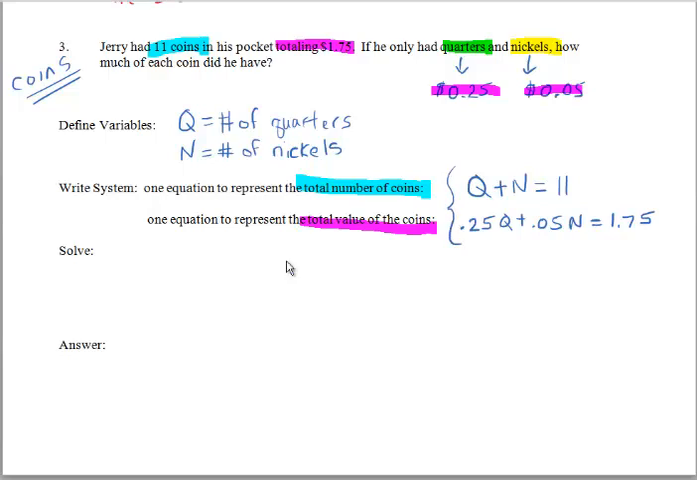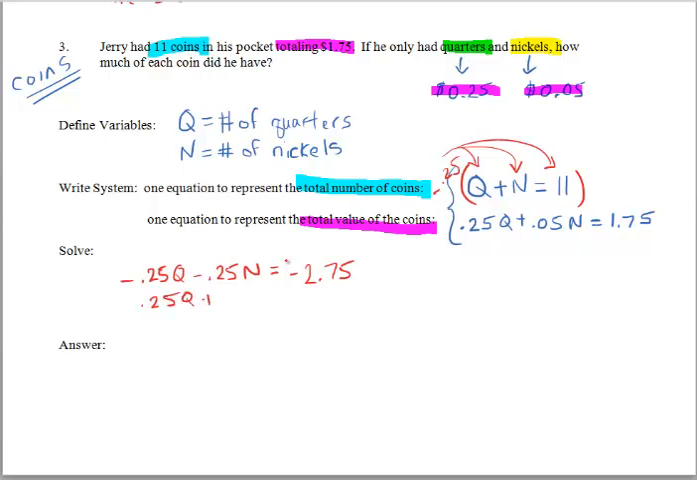And again, to solve either method, elimination or substitution, this time I'm going to go with elimination. So negative 0.25 is what I'd need to multiply all three terms by in order to create opposite coefficients. So that gives me negative 0.25Q minus 0.25N, and this gives me negative 2.75. I'm going to rewrite the second equation, 0.25Q plus 0.05N equals 1.75.